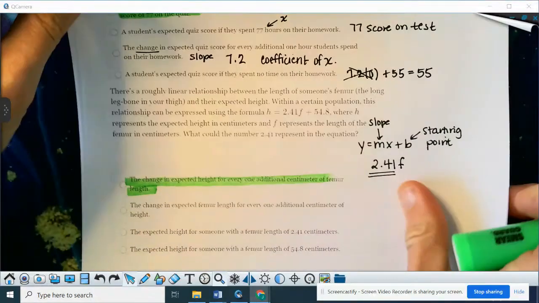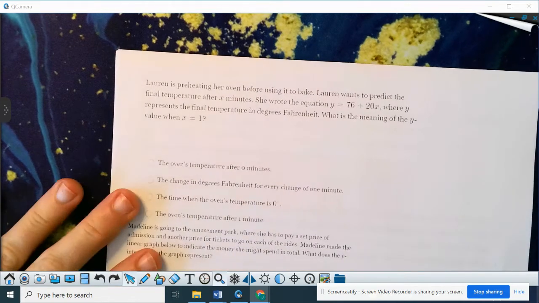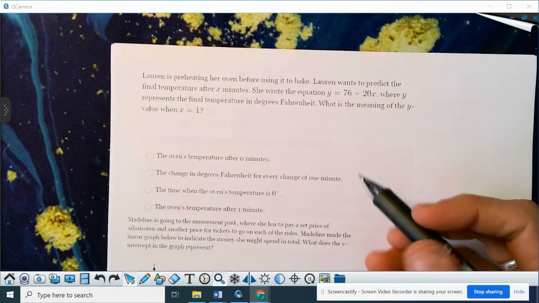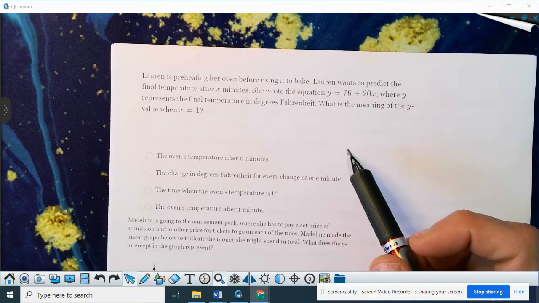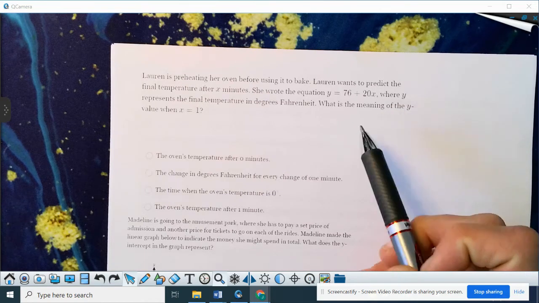All right, I got one more for you guys. And then we'll switch over to graphs, and we'll do that in a separate video. So Lauren is preheating her oven before using it to bake. Lauren wants to predict the final temperature after x minutes. She wrote the equation y equals 76 plus 20x, where y represents the final temperature in degrees Fahrenheit. What is the meaning of the y value when x equals 1?